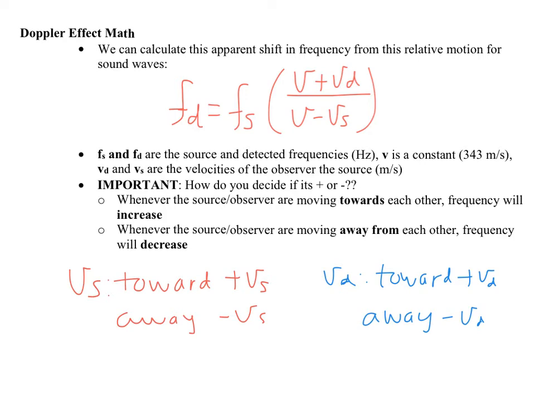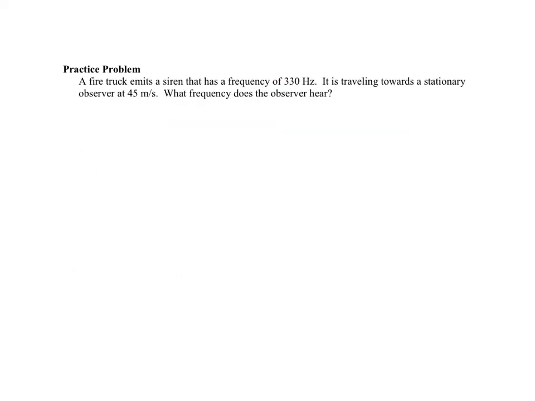So it all depends on how each object is moving in relation to the other one. Let's do the example. A fire truck emits a siren that has a frequency of 330 hertz. It is traveling towards a stationary observer at 45 meters per second. What frequency does the observer hear? So we've got a fire truck. Here's the siren making noise, and it's moving. And then you have a stationary observer, so the person is at rest.